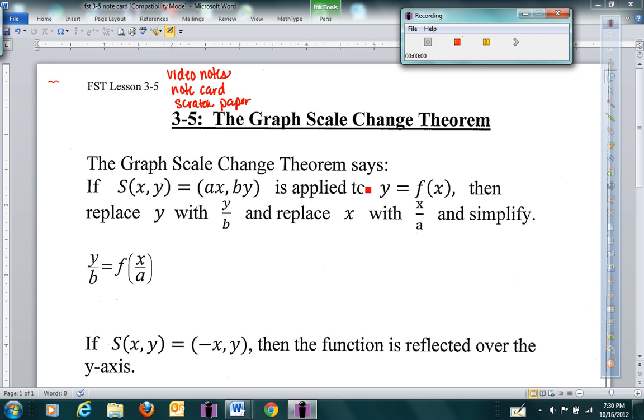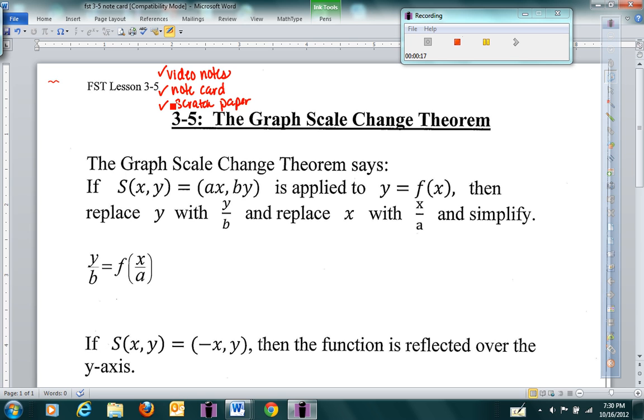Okay, we've made it all the way to lesson 3.5, and so the things that you need to assemble for this lesson would be your video notes, that's the sheet I gave you, and a note card. We're going to write things about this on one note card, and then perhaps some scratch paper so that we can do a few fraction problems on scratch paper.